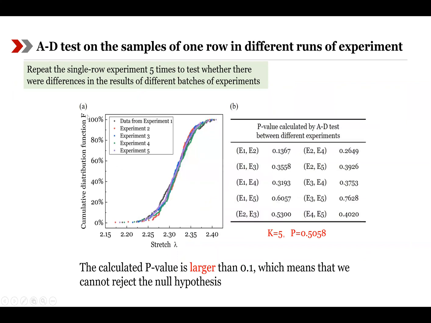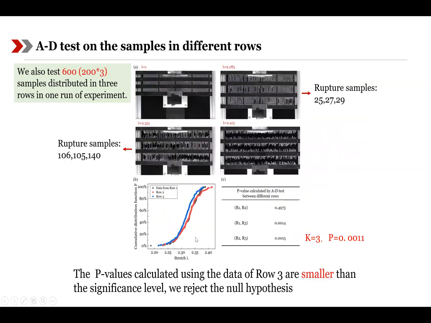Afterwards, we repeat the single row experiment 5 times to test whether there were differences in the results of different batches of experiments. Figure A plots the CDF of the rupture stretch of the 200 samples of one row in 5 rounds. And we use the Anderson-Darling test again to calculate the pairwise p-value between every 2 rounds and the p-value of 5 subsets from the total sample set. They are much larger than 0.1. Also, we cannot reject the null hypothesis.